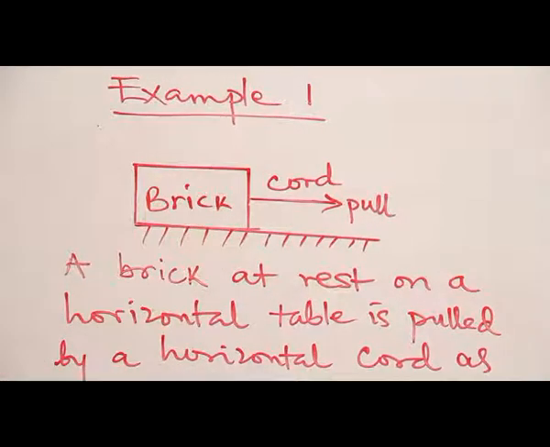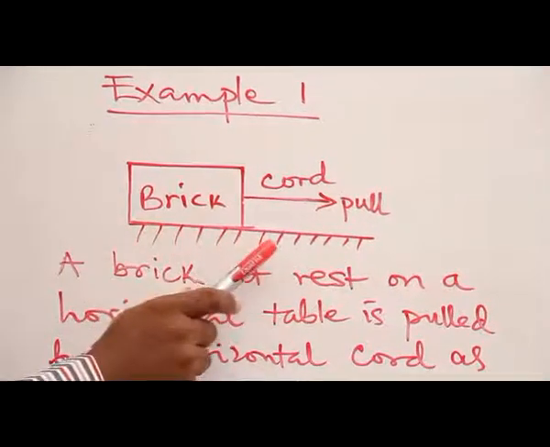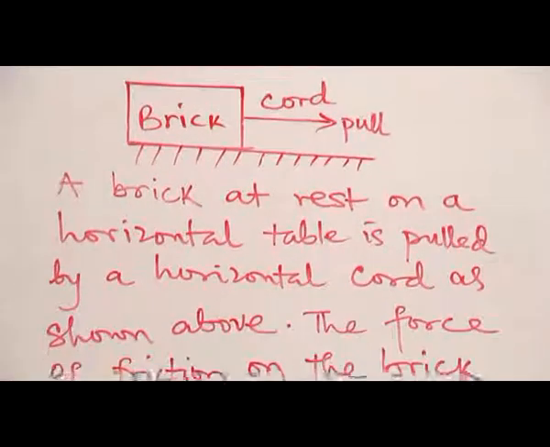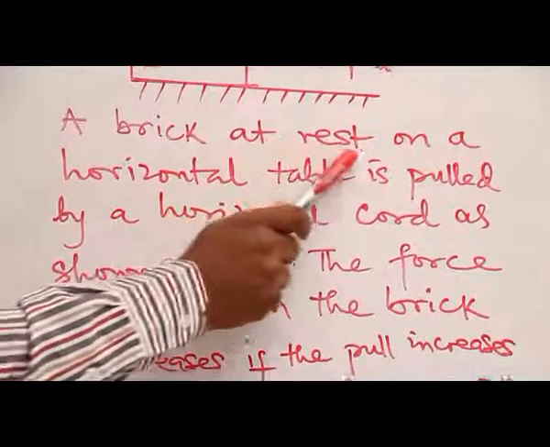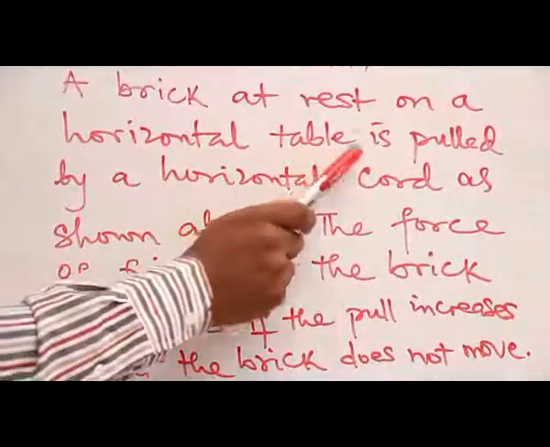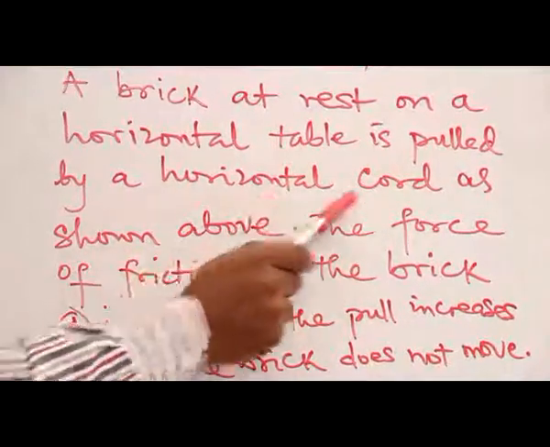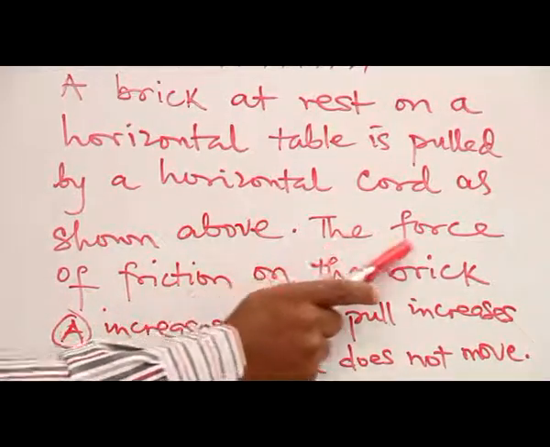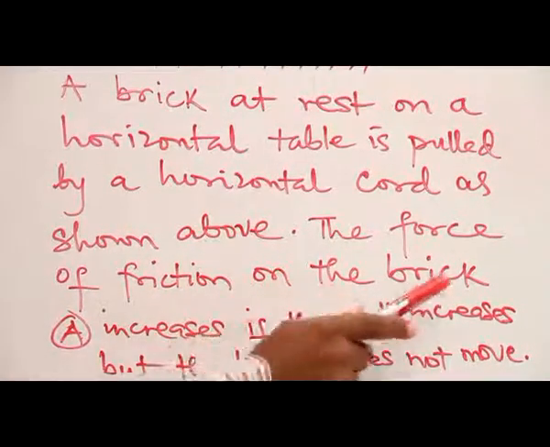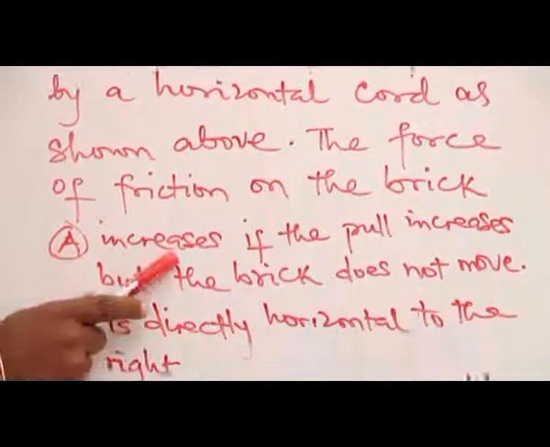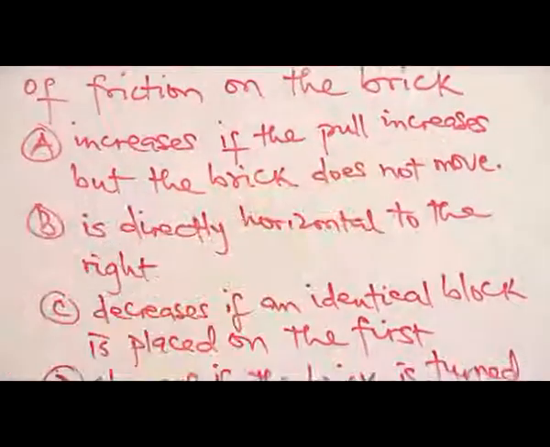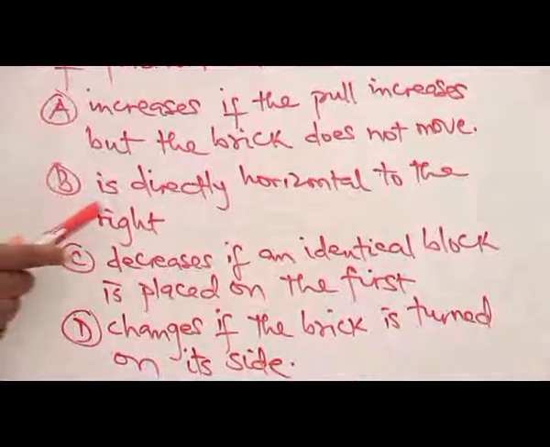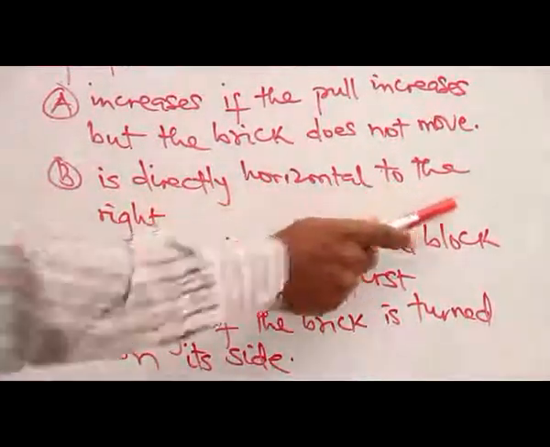Example 1. We have a brick on a surface pulled through a cord in the right direction. A brick at rest on a horizontal table is pulled by a horizontal cord as shown above. The force of friction on the brick: A, increases if the pull increases, but the brick does not move. B, is directly horizontal to the right.